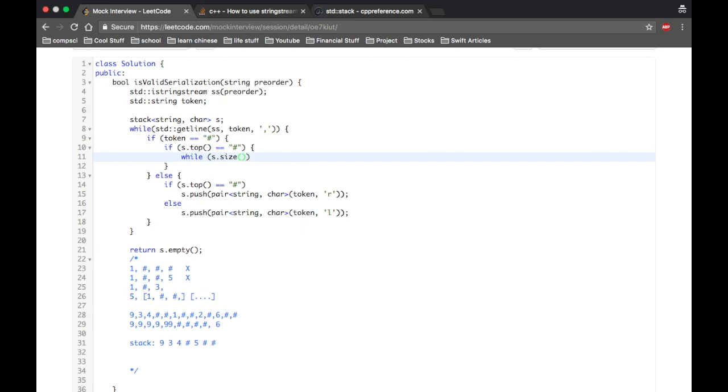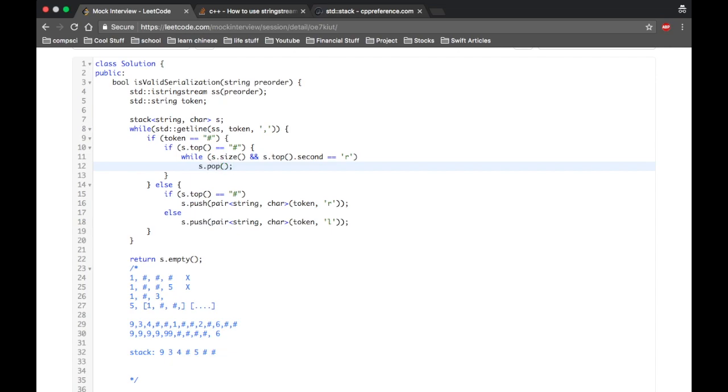s.size, so while there is something to pop, and s.top.second is equal to R, so if it's a right, then I want to pop. Is that it?